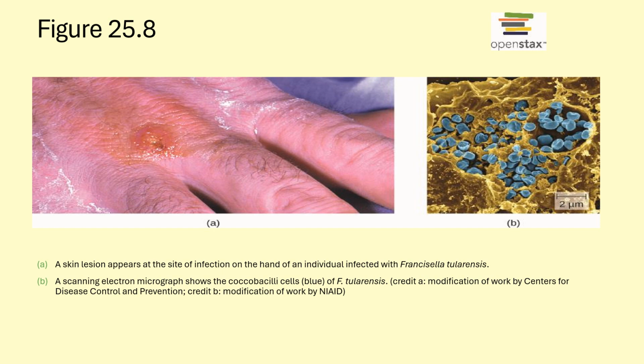Over here on the left, we are showing the lesion on this hand where a person has been infected with it. And then over here, the blue, that is the bacteria on a scanning electron microscope. It's been colored blue. They're not normally blue like that.